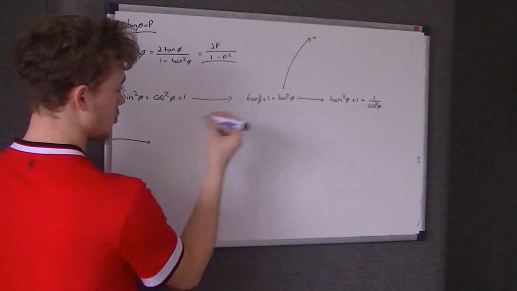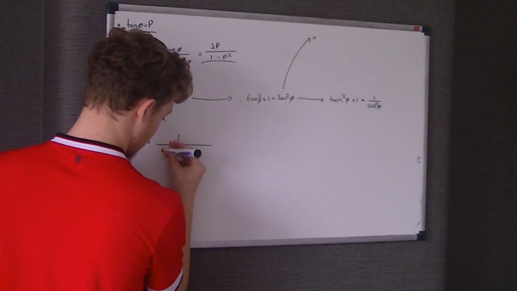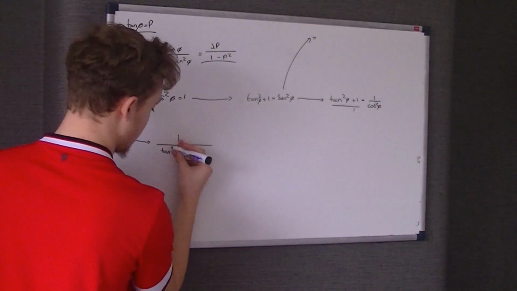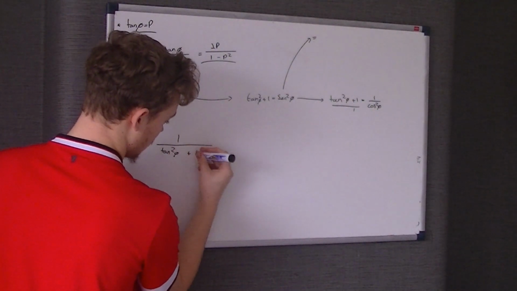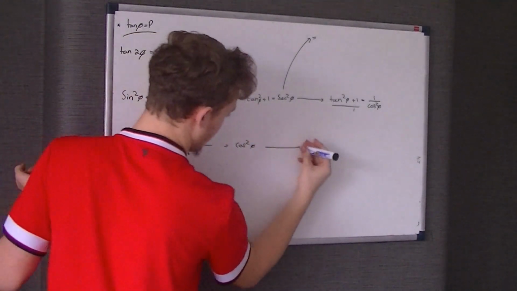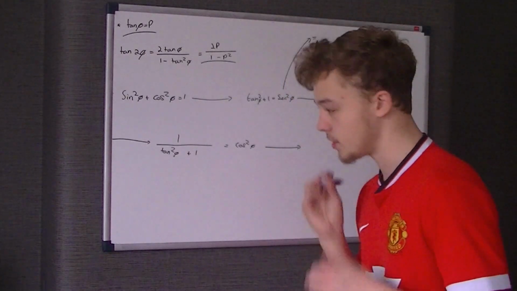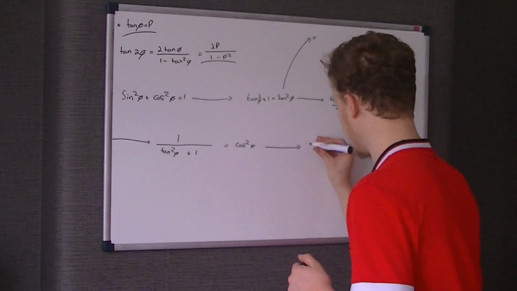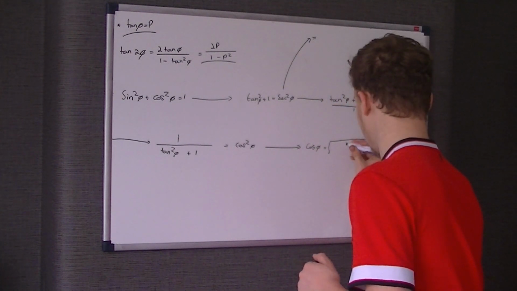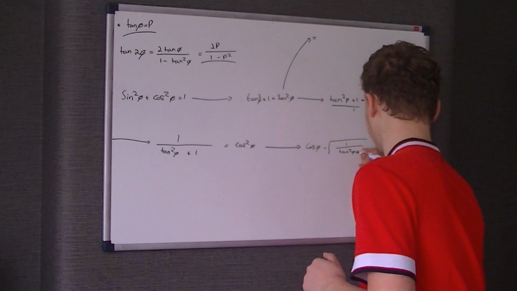So what we're going to do is do 1 over both sides. It's the same equation because essentially that's over 1 anyway, so we're just flipping the fraction. So 1 over tan squared theta plus 1 is equal to cos squared theta. Now, we don't want cos squared theta to be the subject, we want just cos theta, so we can simply square root both sides. Therefore cos theta is equal to the square root of 1 over tan squared theta plus 1.